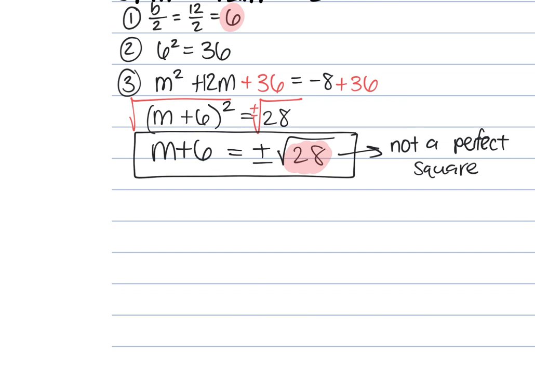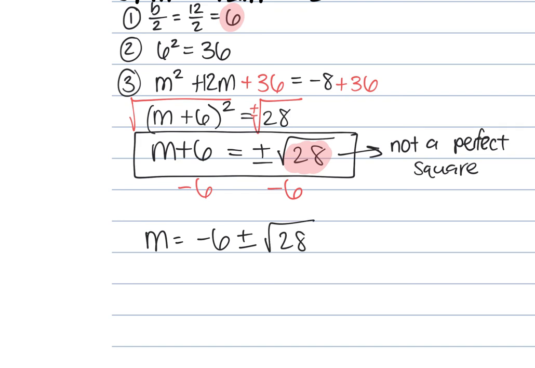All right, now, let's think about this one. We still have to get m by himself. How do we get m by himself? Jordan? Subtract 6 from both sides. So we're going to minus 6. We're going to get m equals. Always write the number without a radical before the number with a radical. What's the number without a radical? Negative 6 plus or minus the square root of 28.